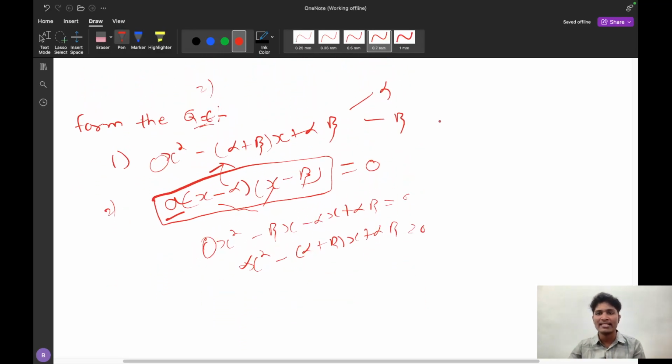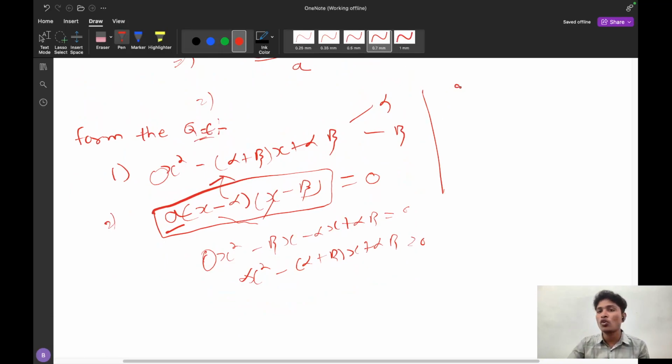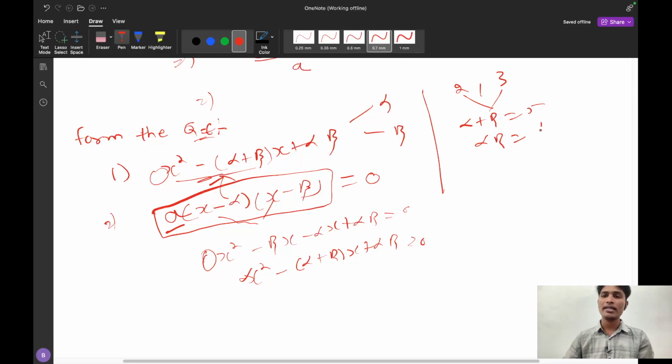Suppose I take the example where they are giving two roots, 2 and 3. I have to find the quadratic equation. With the help of 2 and 3, I can find the quadratic equation. How? By using this one. What is the sum of the roots, alpha plus beta? It is 5. What is the product? It is 6. So I can substitute these two values in this equation: x square minus 5x plus 6.